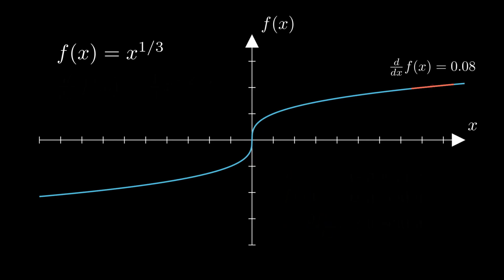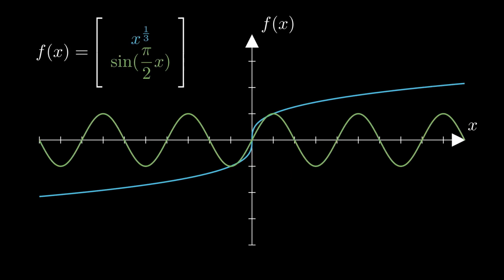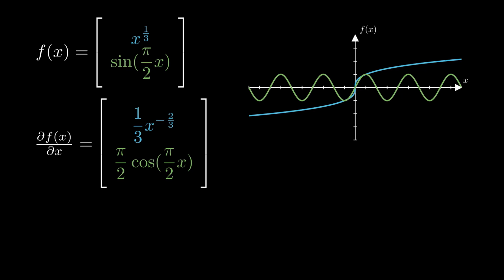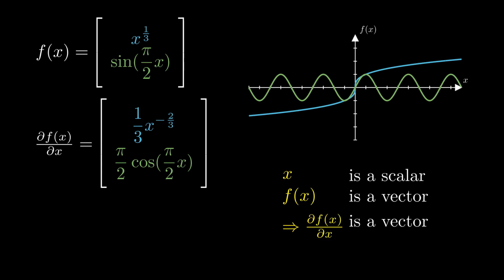But what if we have two different functions of x? We can put these two functions into a vector, and we can also compute the derivative of each of these functions with respect to x. In this case, x is a scalar, but f of x is a vector. This means that the derivative of f of x with respect to x is also going to be a vector.